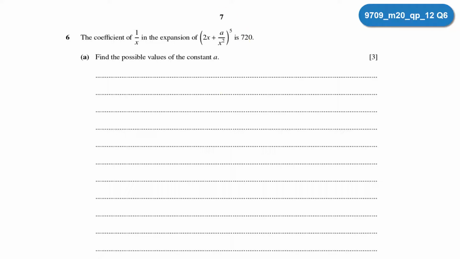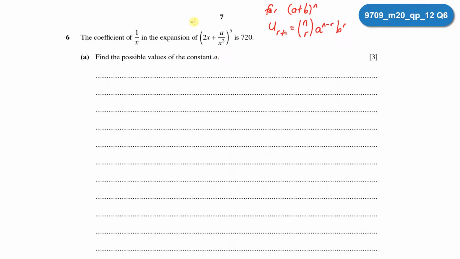Now, here, we're going to use the formula for the general term of a binomial expansion. So we're saying for the expansion of (a + b) to the power of n, the general term, the (r + 1)th term, should be n choose r, a to the n minus r, b to the r. So this is what we're going to use for this question.